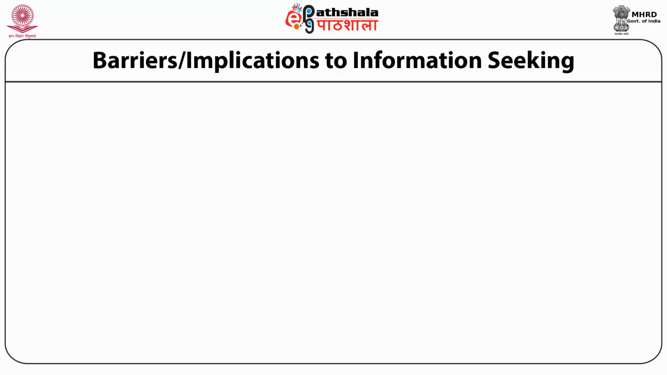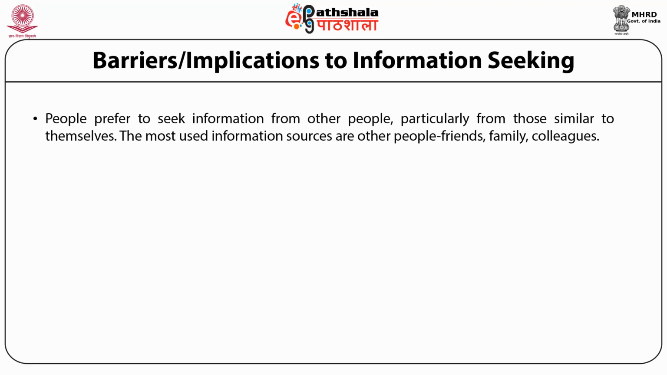Barriers and implications to information seeking. There are some barriers and implications to the information seeking behavior of people. Number one, people prefer to seek information from other people, particularly from those similar to themselves. The most used information sources are other people: friends, family, colleagues.